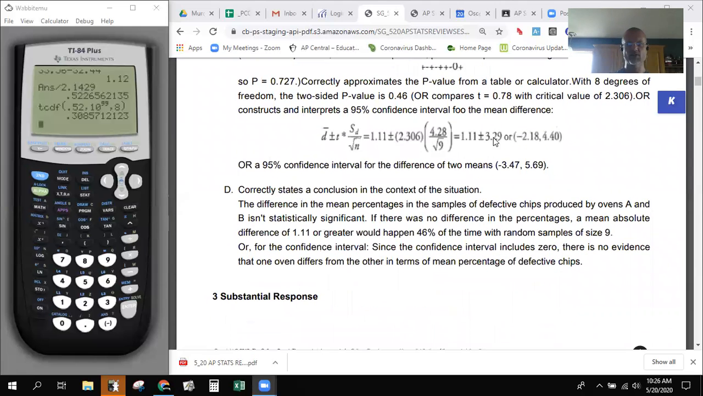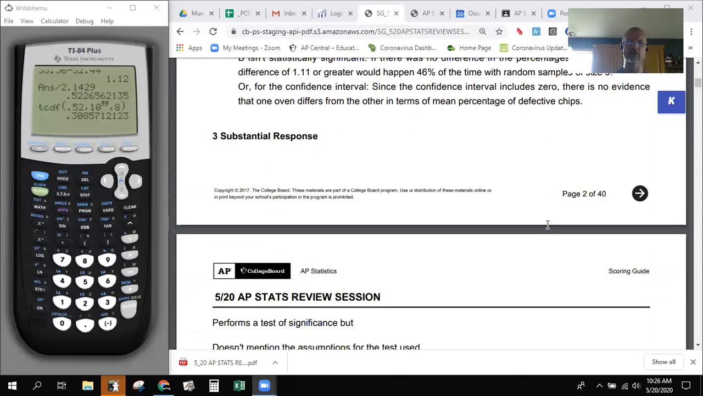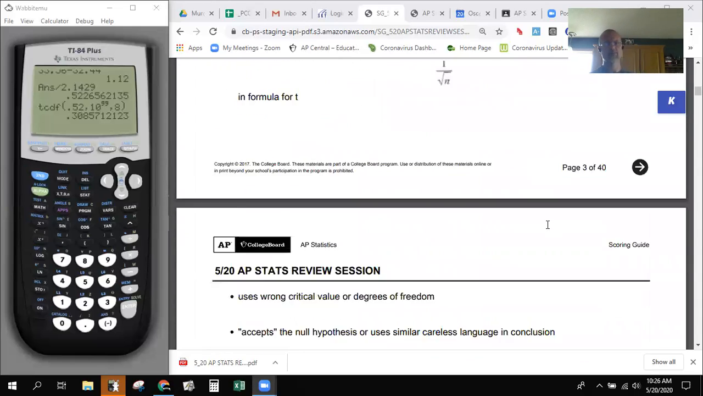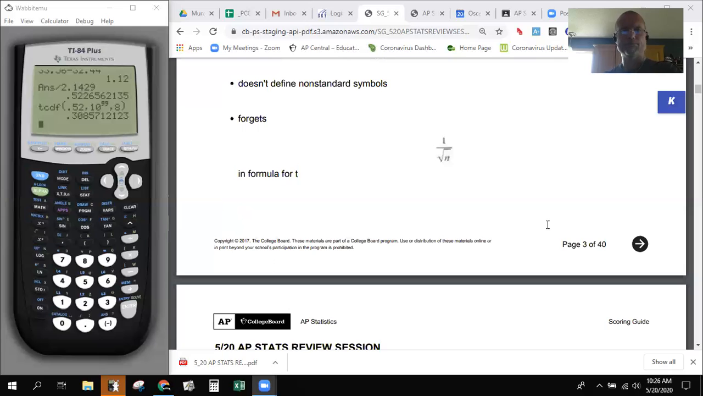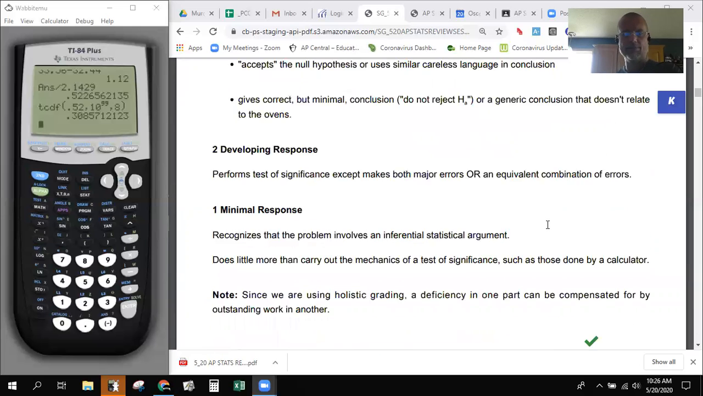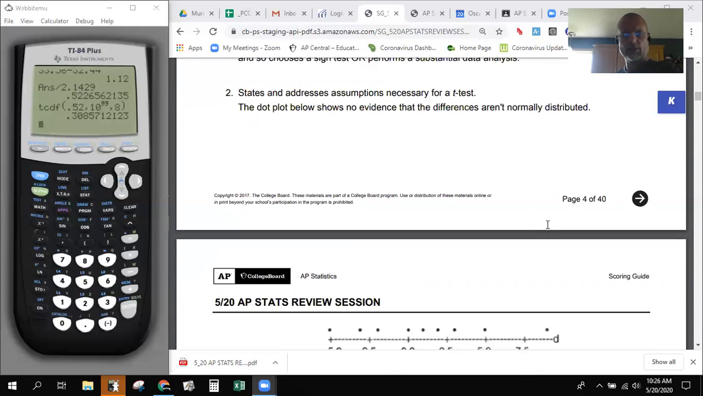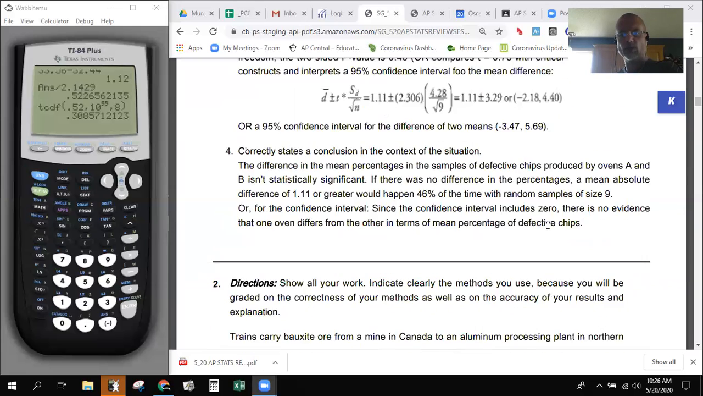We didn't do a confidence interval. Correctly states the conclusion: the difference in the mean percentages of defective chips isn't statistically significant. There was no difference in percentages. So there we go, that's how we had to do it. So I think we did it fine. All right, so let's look at the next one.